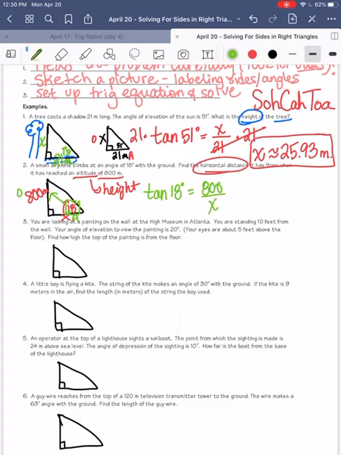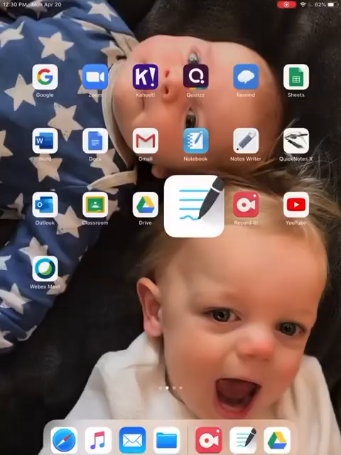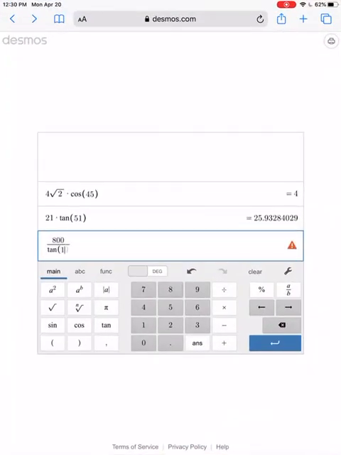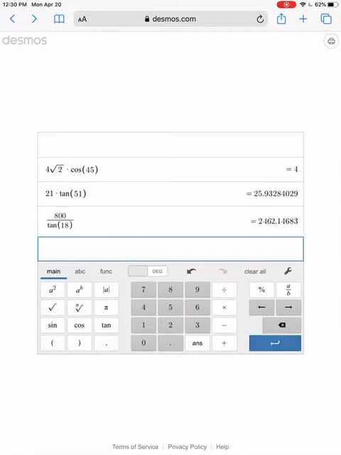Okay? And so now it is a divide problem because our x is in the denominator. So we're going to type in 800 divided by 1018, and we'll get what x is. It's a big number, but it's because we're talking about flying an airplane, right?